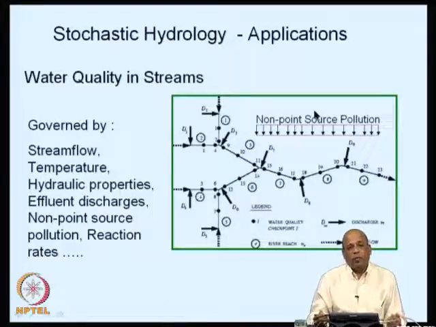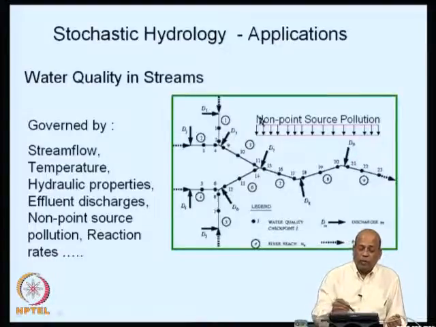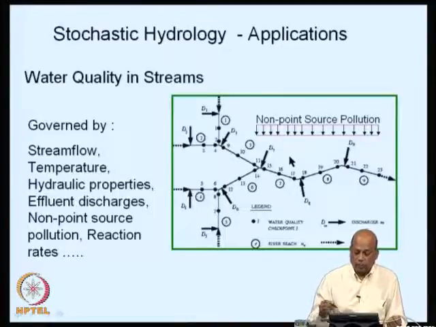In addition, there are also reaction rates. For example, the dissolved oxygen reaeration rates and decomposition rates, and so on. Now, all these introduce uncertainties in decision making for water quality in streams.